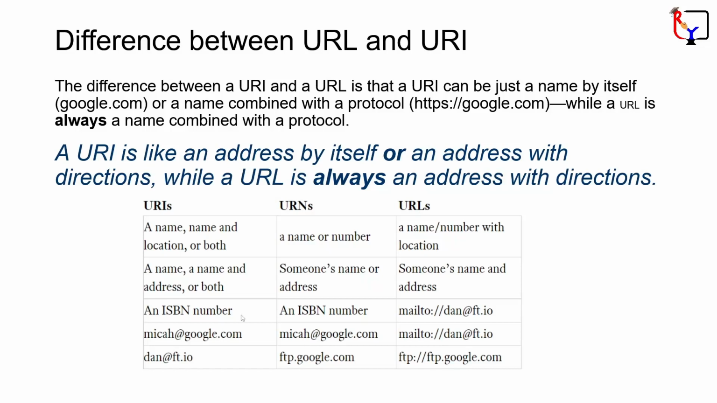Now these are all the differences between URI, URN, and URL. A URI is a name or location or both. A URL is a name with location. A URN is a name or number. An example of a URN is an ISBN number. What is an ISBN number? I will explain in a coming video.